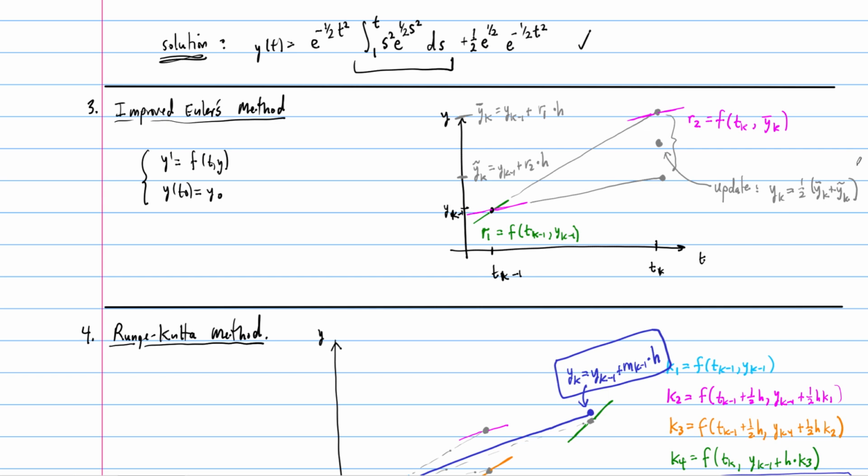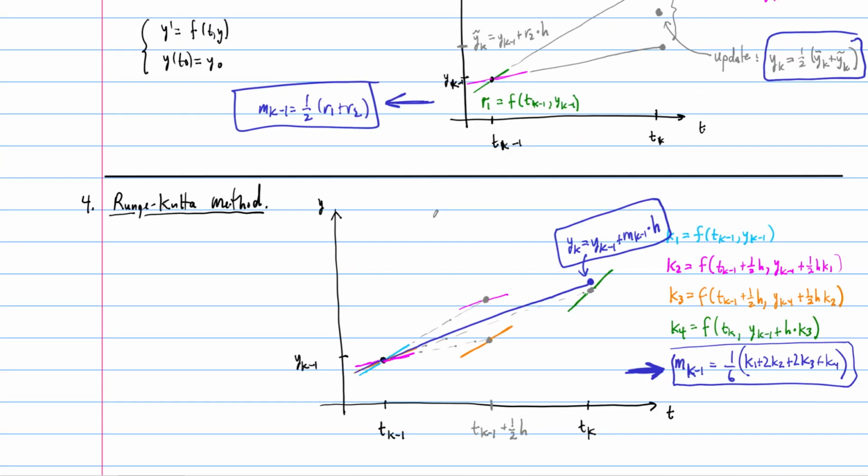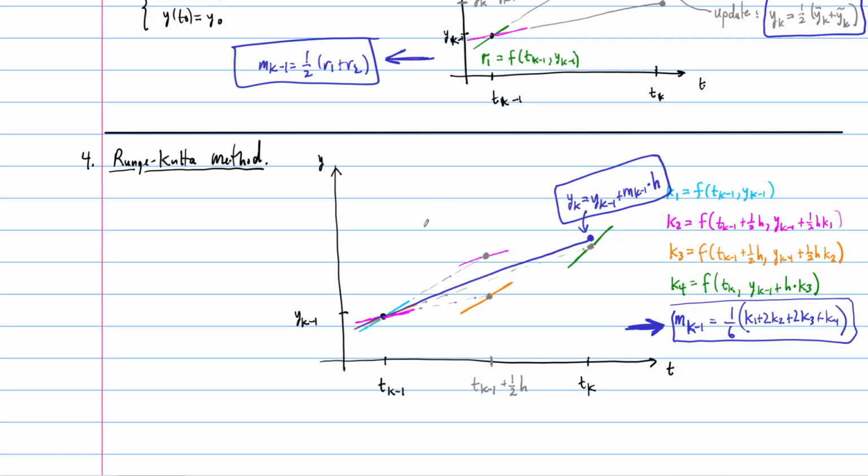Here's the updated slope on this one. I didn't write it out exactly how the slope is updated, but it's just the average of R1 plus R2, right? So on this one, m_k minus 1 is 1/2 (R1 plus R2) for these. That's how we update the slope on this one. And yeah, so those are the 3 methods that we need to know.